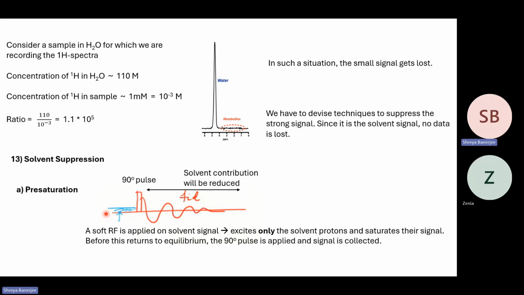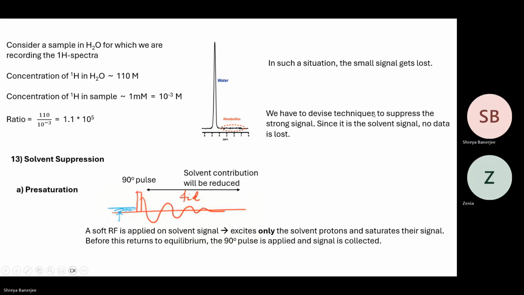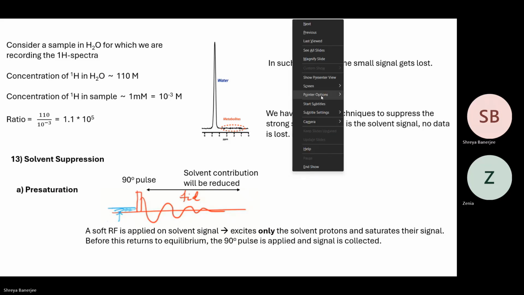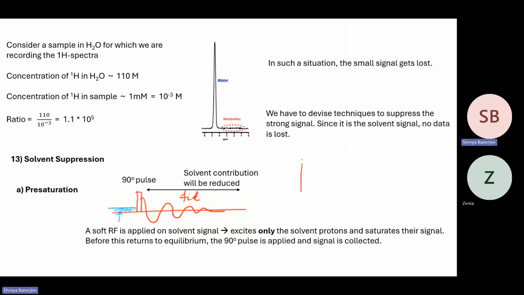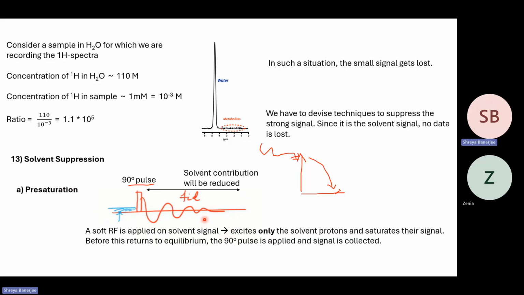Here what is happening is that normally we apply a pulse. Normally you have your magnetization along the z-axis. You apply a 90-degree pulse, that is the radio frequency you apply to it, and it comes into the xy plane. But before doing this, a soft radio frequency is applied on the solvent signal. So this is a very specialized radio frequency that is exciting only the solvent protons and saturates their signal.